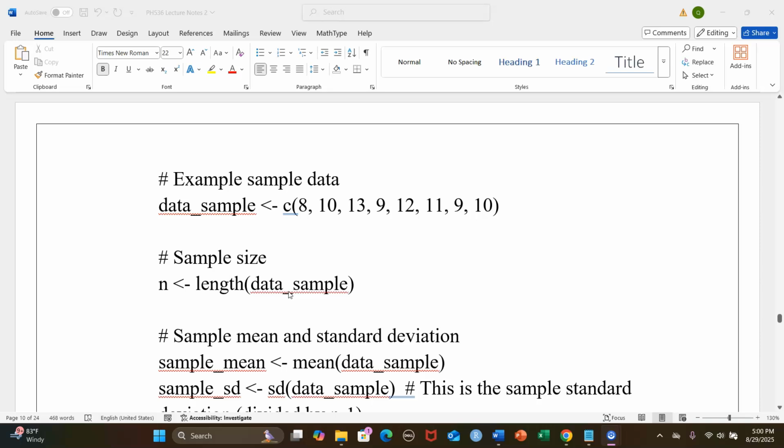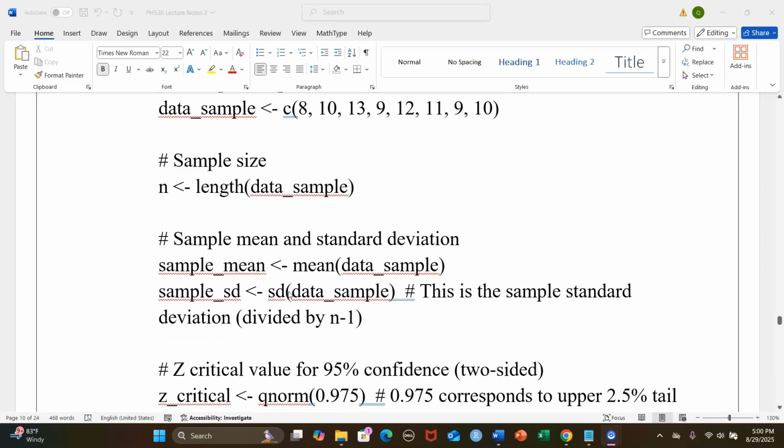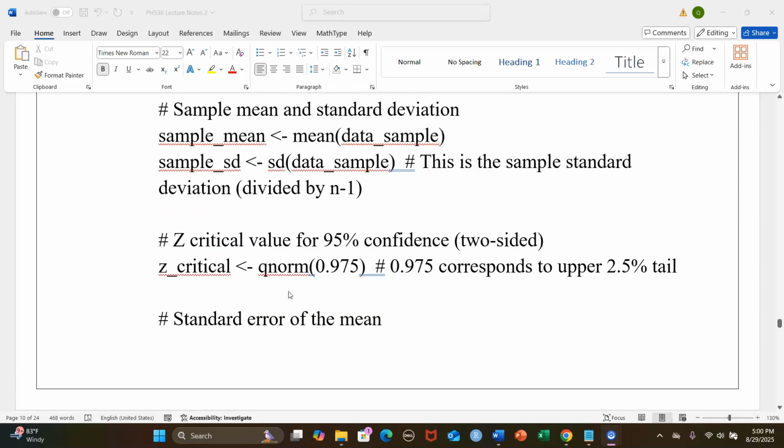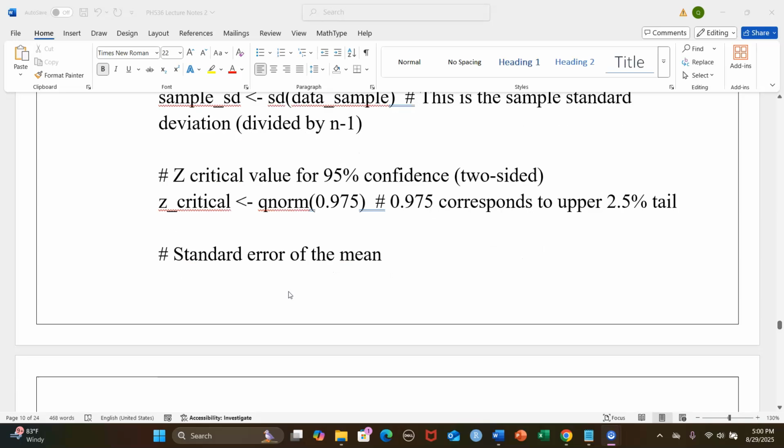And you can assign a sample data set using c, 8, 10, 13, 9, 12, 11, 9, 10, and n is the sample size. And then you can calculate the sample mean and sample standard deviation. Then you can calculate the critical value. So that's the qnorm at 0.975. That's for the 95% confidence interval, two-sided confidence interval. Okay, so 0.975 corresponds to the upper 2.5% tail.